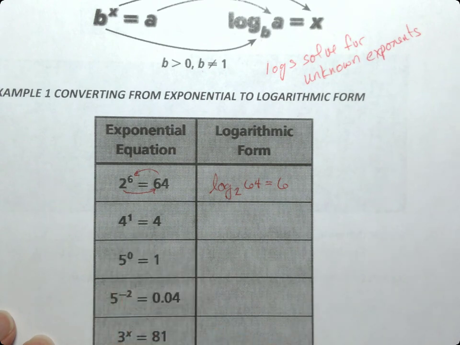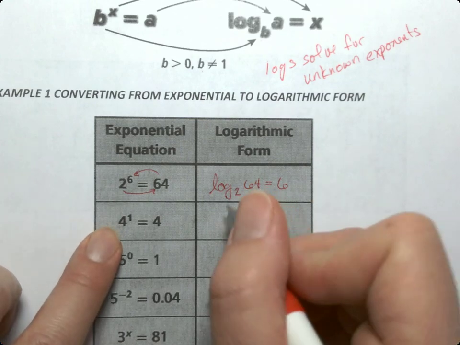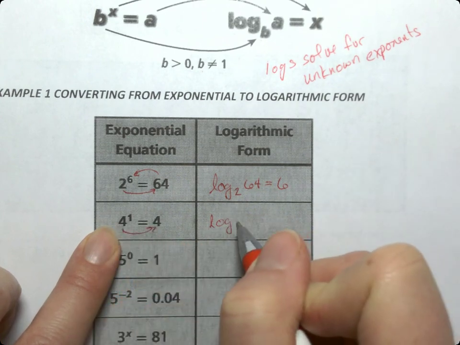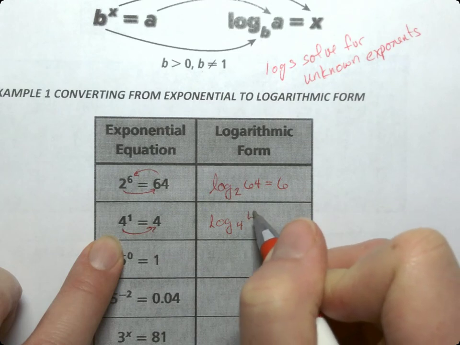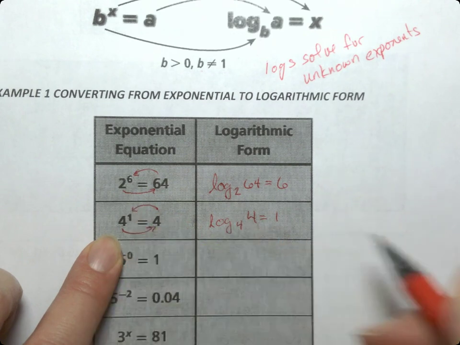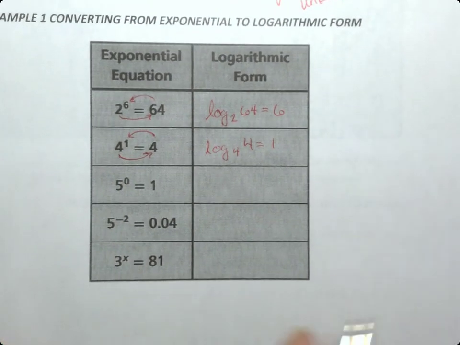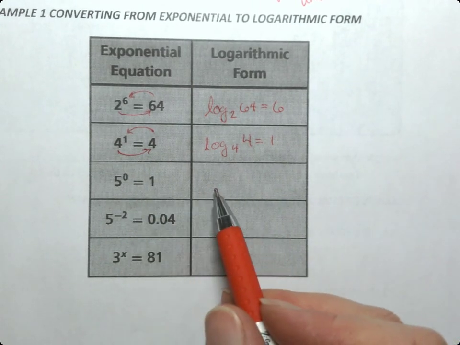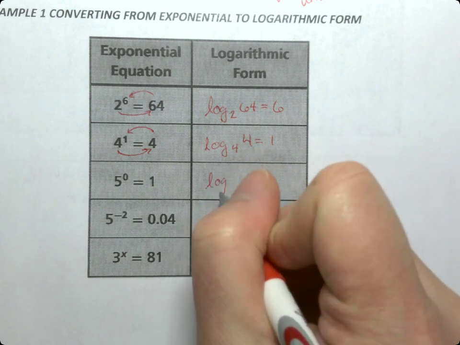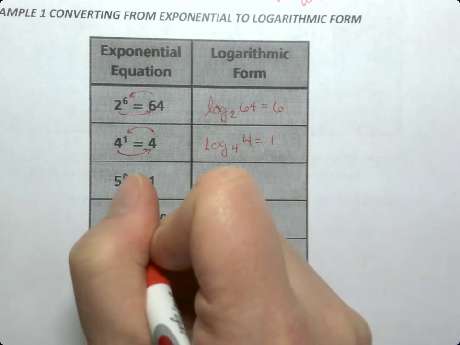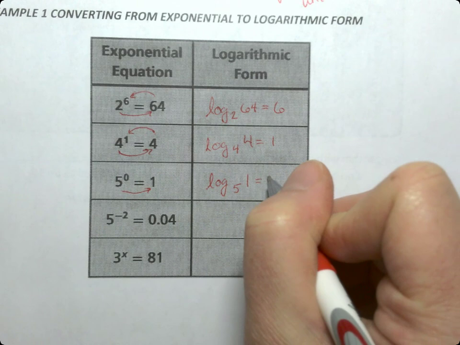So we all know 4 to the first is 4, right? Change this from exponential form to logarithmic form. So it's going to be log base what? 4 to the power of, log base 4 of 4 equals 1. So log base 4 of 4 is 1. All right, we know that anything to the power of 0 is always 1. So these are all true statements. Just change the form. This would be log base 5 of 1 equals 0.